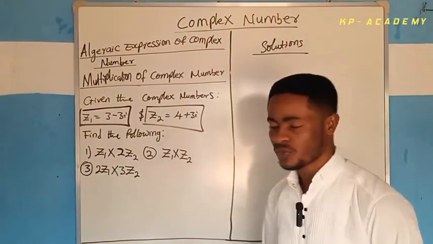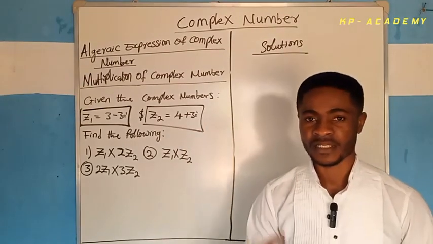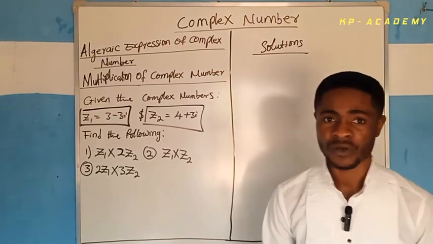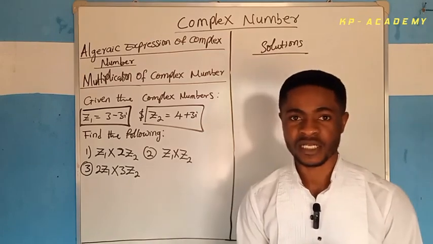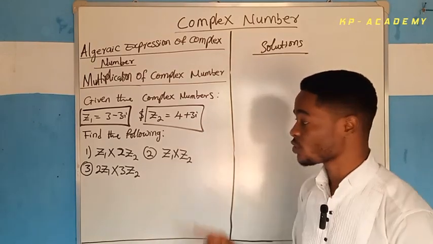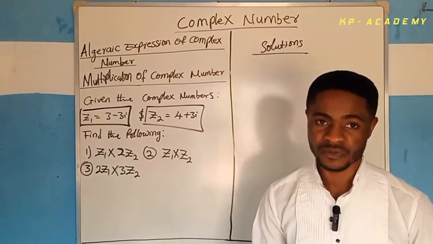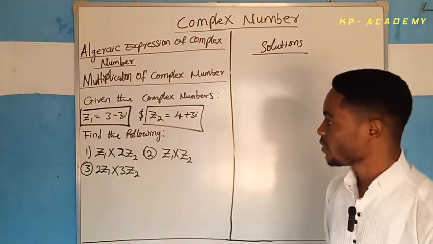Now, if you notice, we've been making use of the same examples we made use of in addition and subtraction of complex numbers. That is because it does not really matter the figure you use. The most important thing is to understand the concept. Once you understand the concept of addition, subtraction, multiplication, even division, it will no longer matter the values they give to you. So if they change the value, you can still perform the operation.